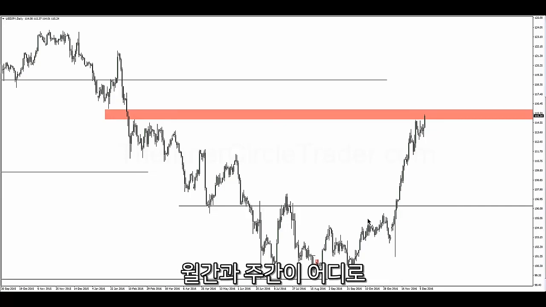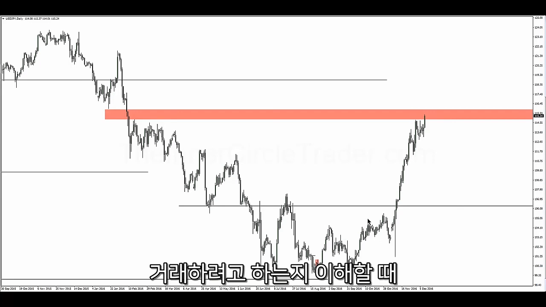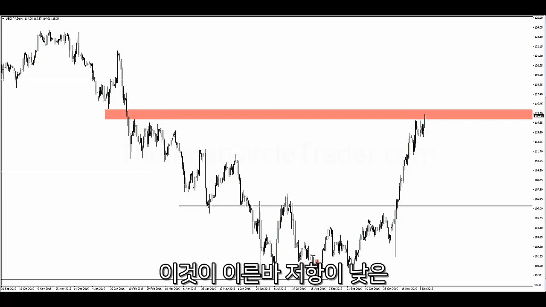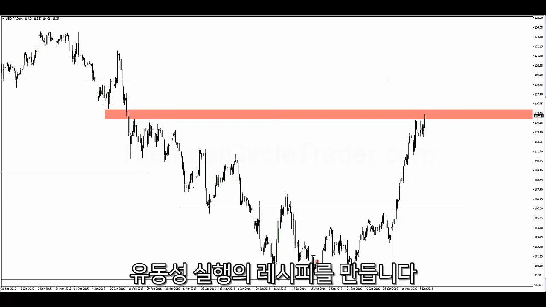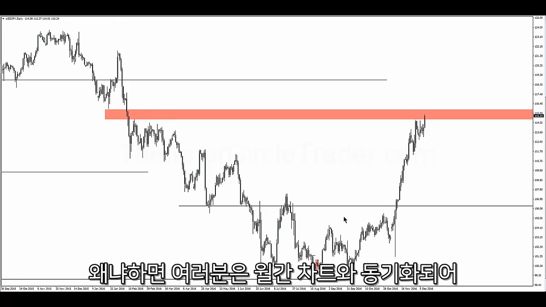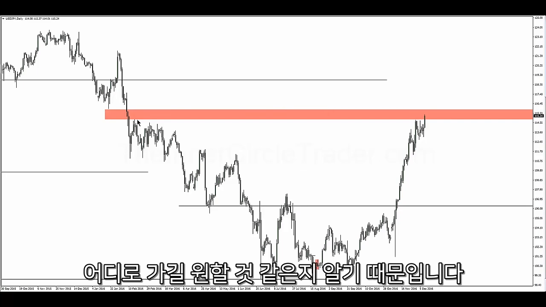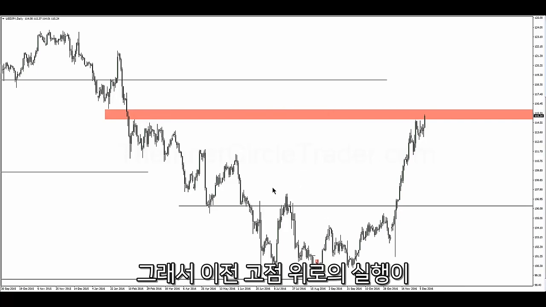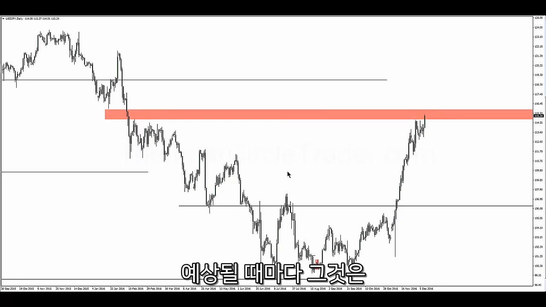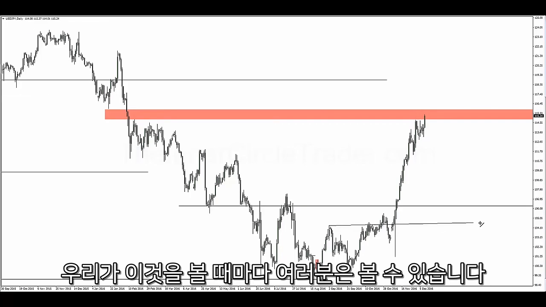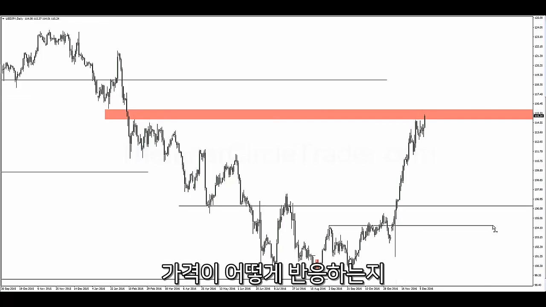When we understand where the monthly and the weekly are trying to trade to, when we look at daily setups like this, it creates the recipe, if you will: low resistance liquidity runs. Because you're trading in sync with the monthly, where the monthly will most likely want to see price go up into. So every time a run above an old high is expected, that's going to be framed as a low resistance liquidity run. Every time we see this, you can see how price reacts to it.